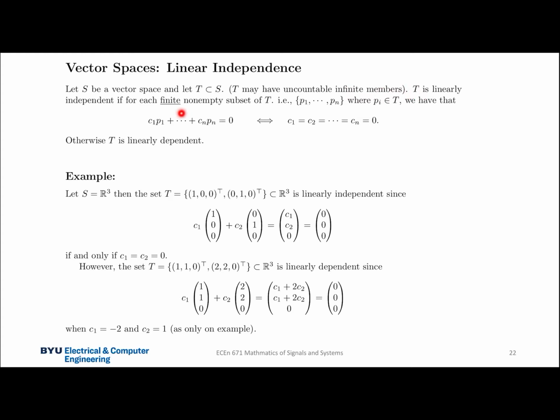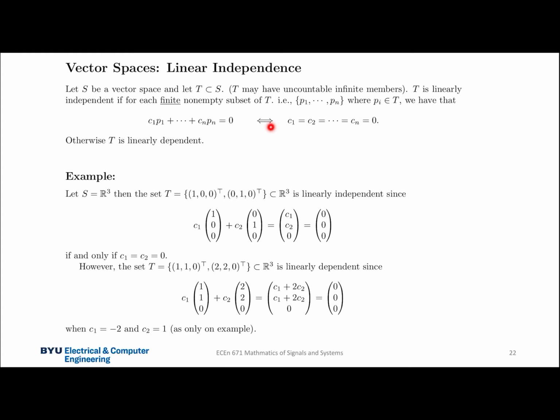So T is linearly independent if for each finite non-empty subset of T, in other words, P1 up to Pn, where each Pi is in T, this would be finite because n is not infinity, we have that the linear combination of those vectors is equal to 0 if and only if the coefficients are equal to 0. Obviously, if the coefficients are equal to 0, this whole thing becomes 0. And so this being equal to 0 has to imply that the coefficients are equal to 0. Otherwise, this set T is linearly dependent.